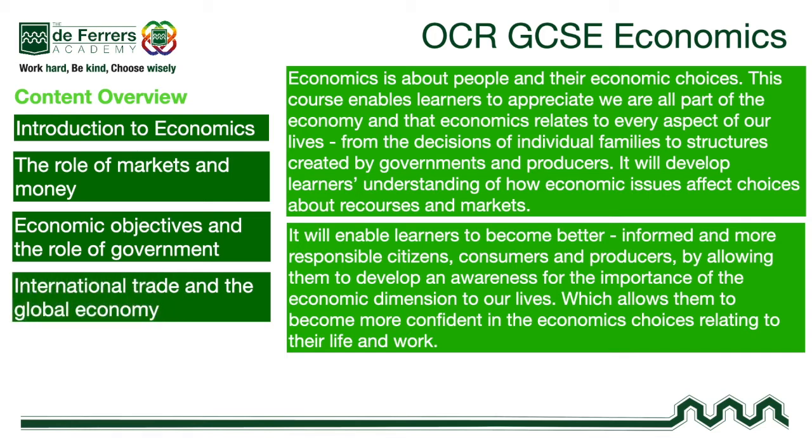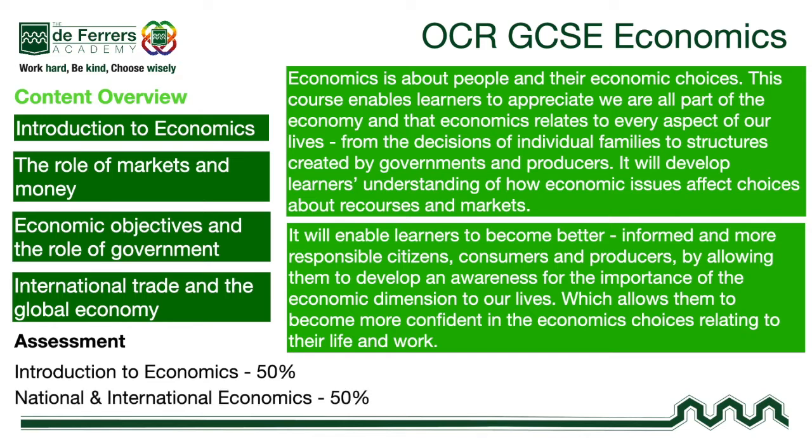Now, again, this is assessed through 2 written papers, which you will take at the end of Year 11. First paper will look specifically at Component 1, which is your introduction to economics, and the second paper would look at Component 2, where we look at national and international economics. Both of these papers are equivalent to 50% of the GCSE.